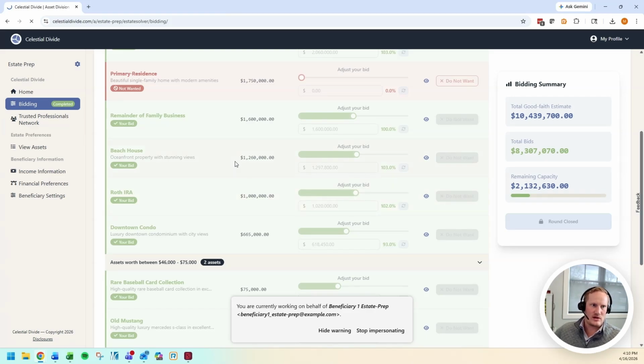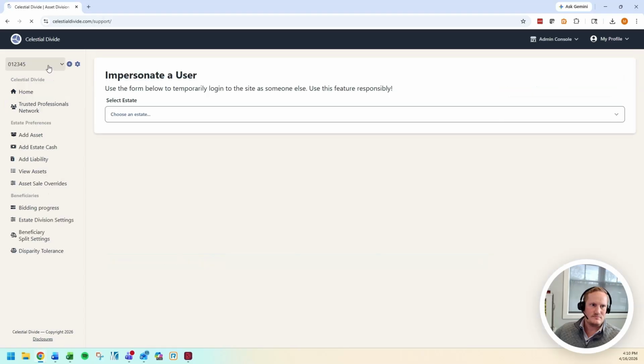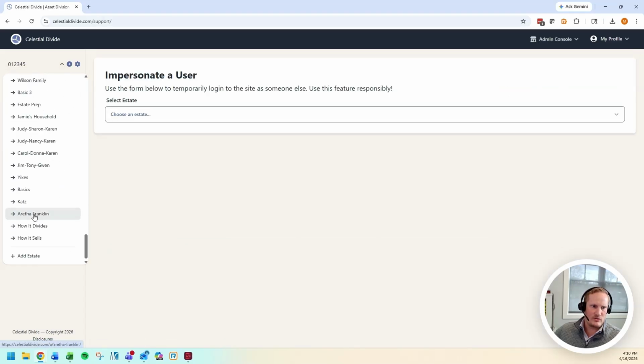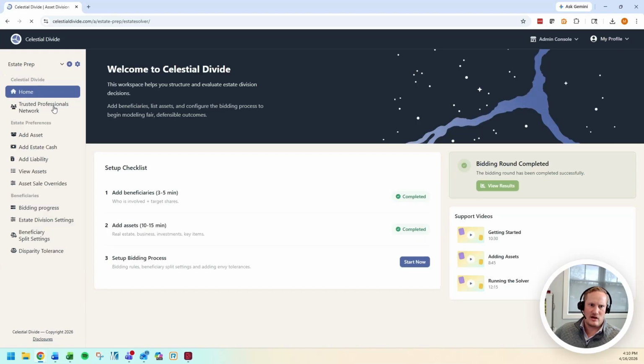We'll take a quick look at the state prep just so that we have an idea of what everyone's bids were across the board and can give you an idea of what those educated bid amounts might look like on a results page for the executor or professional.